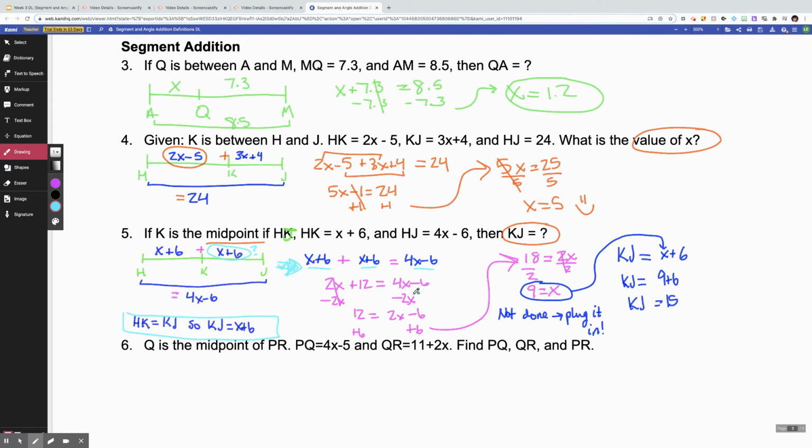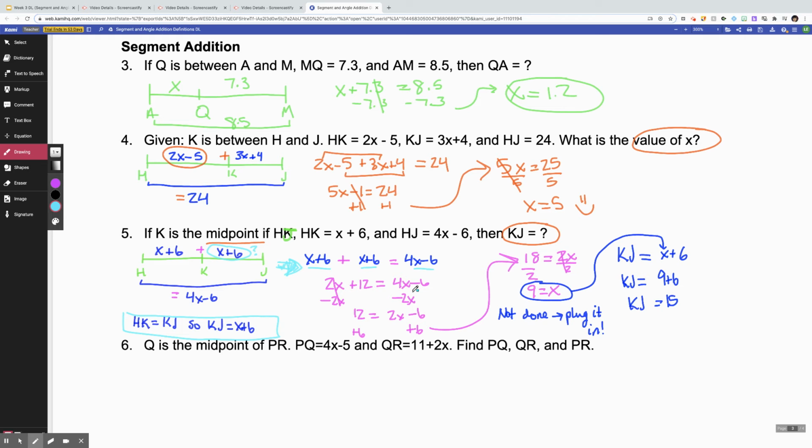I subtracted 2x from both sides, right? Because now I want to get all the x's on one side of the equal sign and all of my numbers on the other side of the equal sign. That's the goal. It doesn't matter which one you deal with first. I typically deal with the variables first, and I try to make it so that the variable has a positive number in front instead of a negative number. Just helps me keep track a little bit easier. Okay, so I subtracted 2x from both sides, added 6 to both sides, got 2x equals 18, so x is equal to 9.